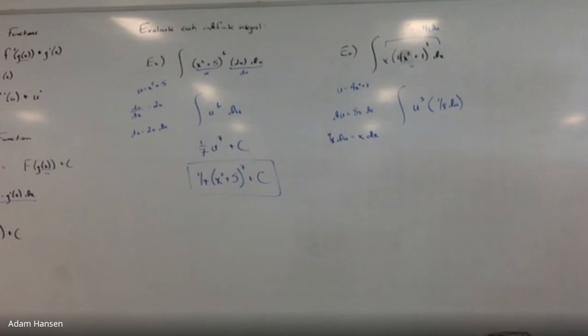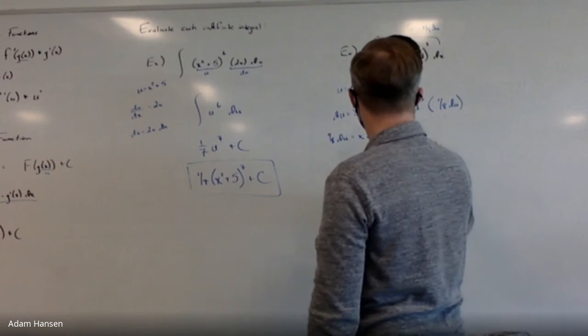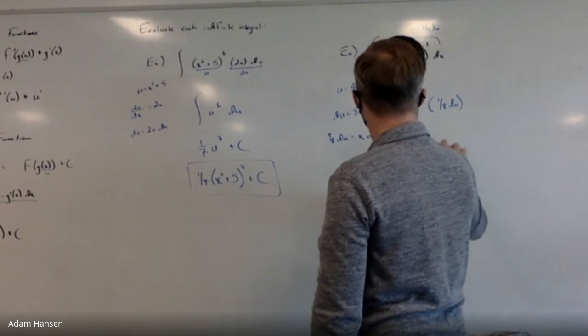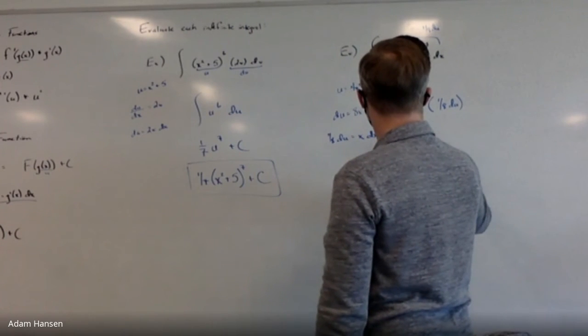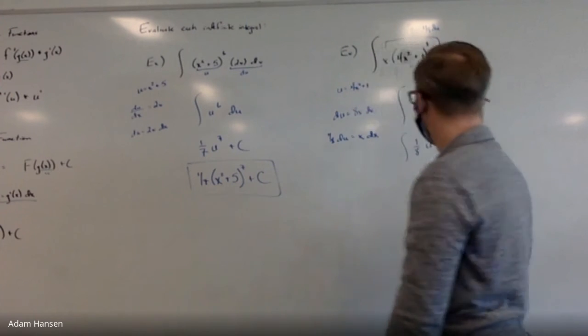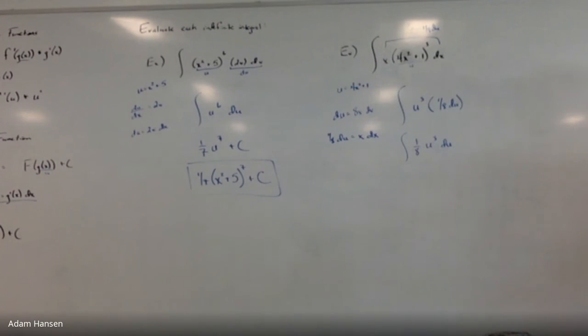In from 4x squared plus 1 to the third, we wrote that as u to the third. Instead of x dx, I call that equal to 1/8 du. I kind of like to have the 1/8 out in front, but that's entirely up to you. What is the antiderivative now?